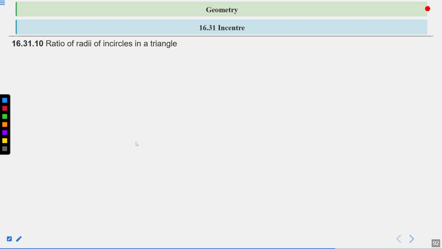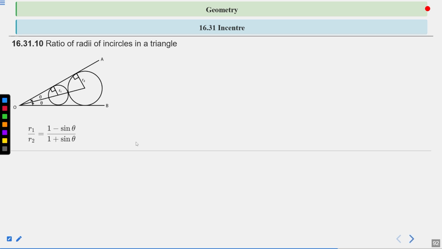Ratio of radii of incircles in a triangle. So this is the diagram. So R1 upon R2 becomes 1 minus sine theta upon 1 plus sine theta.